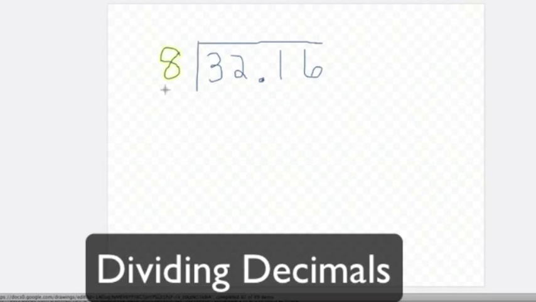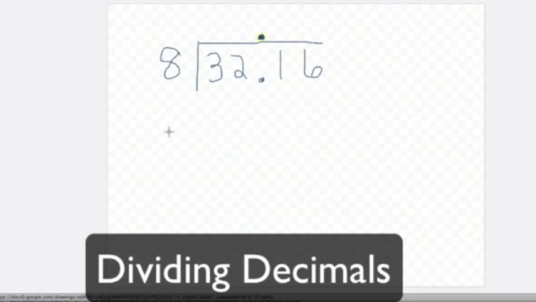We're going to start right here with this problem, 8 divided into 32.16. The decimal is actually the easy part. Wherever the decimal is here, we're just going to go straight up, and that is exactly where our decimal is going to be in our answer. So that part isn't so difficult to figure out.